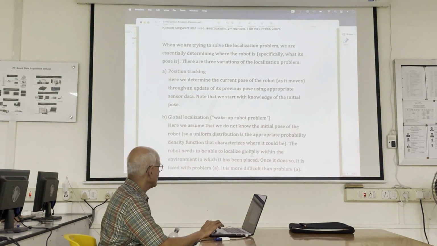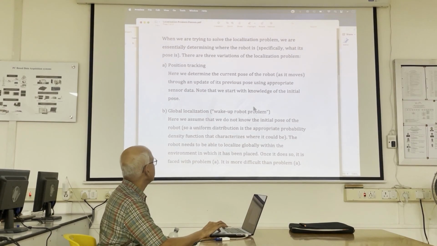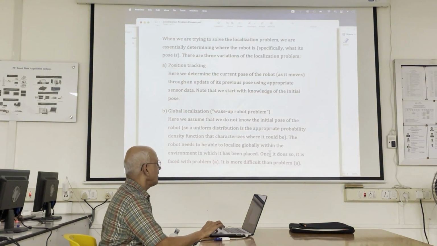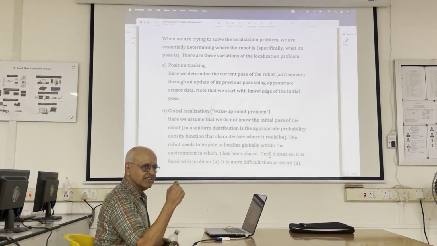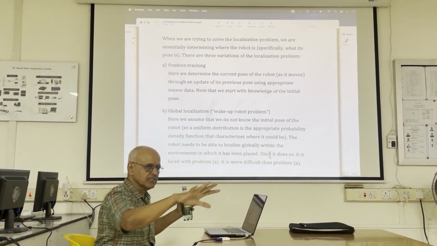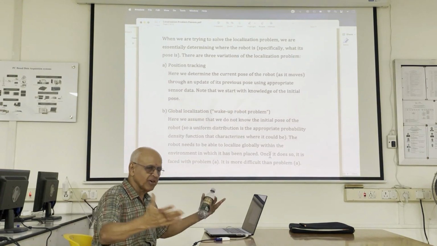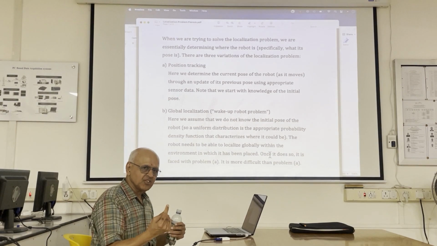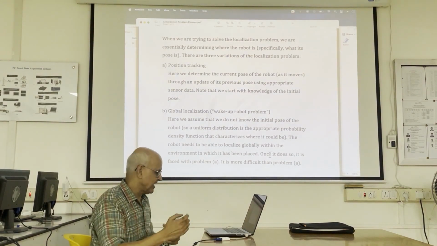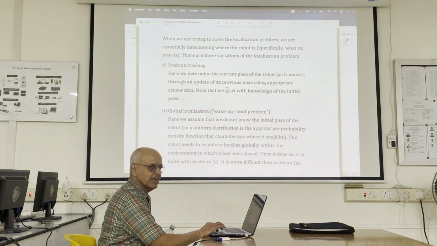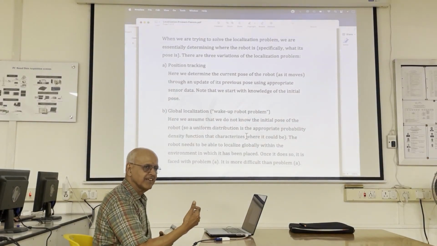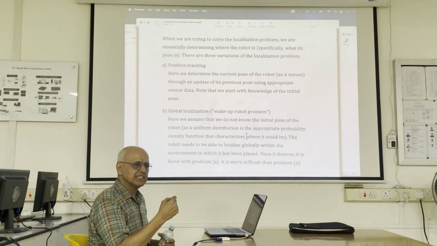The robot needs to be able to localize globally within the environment in which it has been placed. Once it does so, it becomes this. So, this is only different in that you have to figure out that first. Uniform does not help you because it's saying I don't know, so I'm going to assume that it could be anywhere with equal probability. Then when you have a better idea of where it is, it goes back to this problem. So the only difference is how do you solve that initial uncertainty? How do you figure out where it is initially?